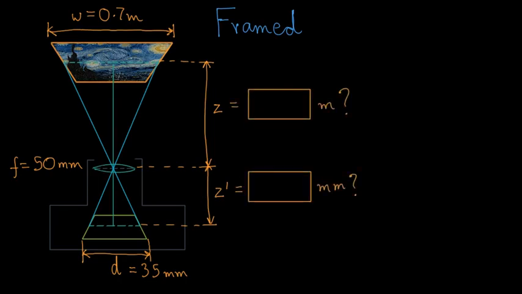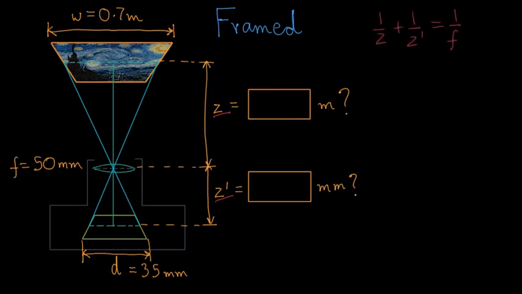Be mindful of units when calculating your answers. In order to solve this problem, first notice that we have two unknowns, z and z prime. What does that indicate? Well, we probably need two equations to solve.